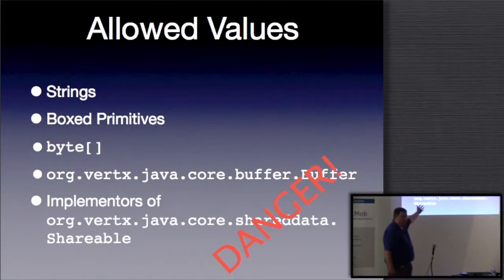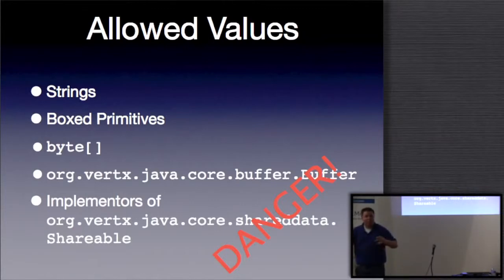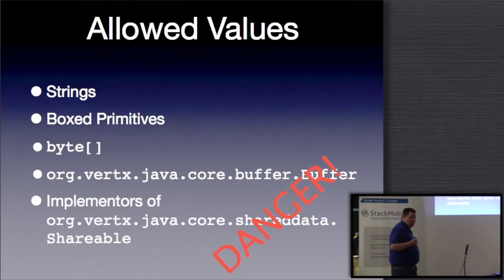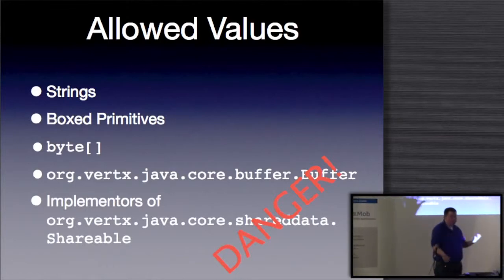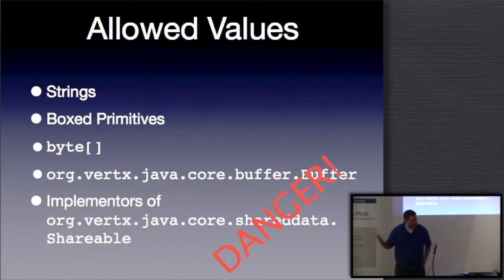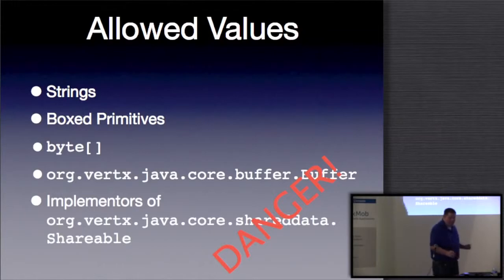So what are allowed? What can we put in here? Actually, if you drill down into the source code, both of these data structures employ a type checker, and they look at what's being pushed into the map or the set to ensure that it's a type that the concurrency model would actually support. So we can put strings in there. Obviously, they're immutable. Box primitives. We can put byte arrays. Buffers. Again, not going to talk about buffers tonight.